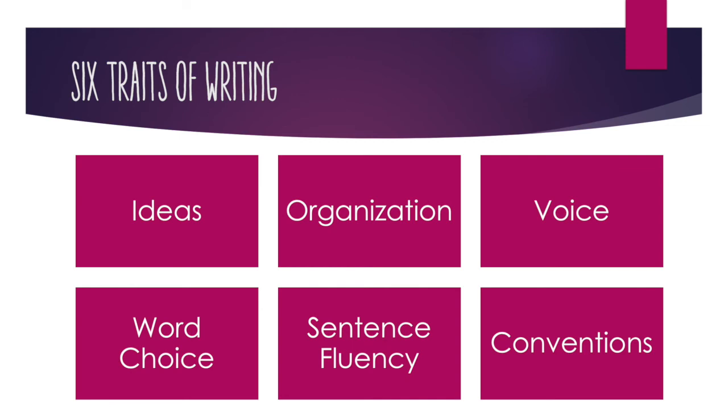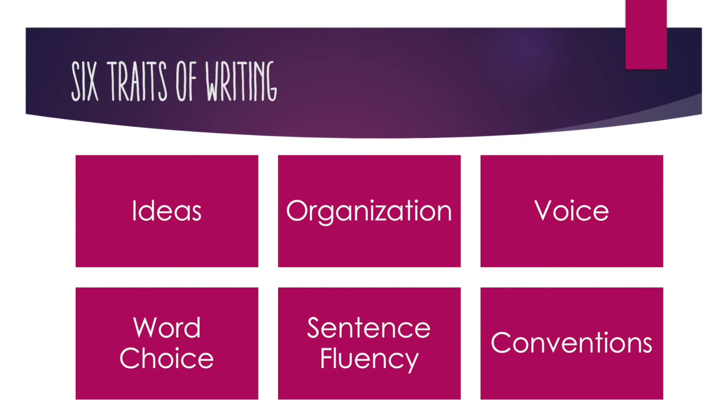Organization. Organization is the way an author organizes their writing and their page setup. It is the way he or she decides to place the words on the page. Voice. Voice is what the writer decides to say and how it makes an impact on the reader. Next is word choice. Word choice is the words that an author decides to use. An example of this is when my 3rd grade student decided to use a thesaurus to look up some synonyms for words that she was overusing.